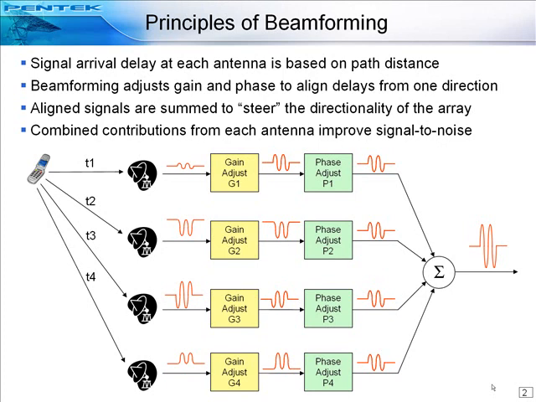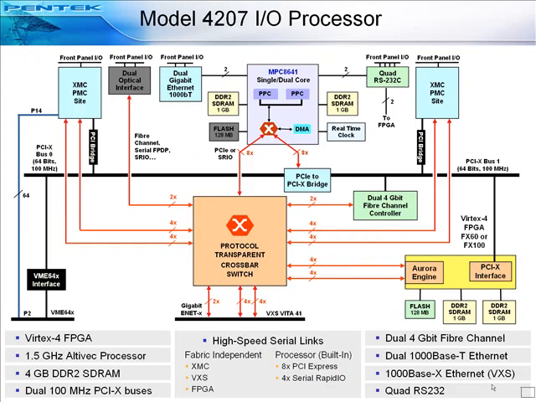Now let's look at the hardware we've chosen for this system. First, the Model 4207 I/O processor is a VME and VXS single-board computer with a dual-core MPC 8641 Freescale PowerPC processor located in the upper center of the block diagram. It features two PMC or XMC modules, one on the left and one on the right.